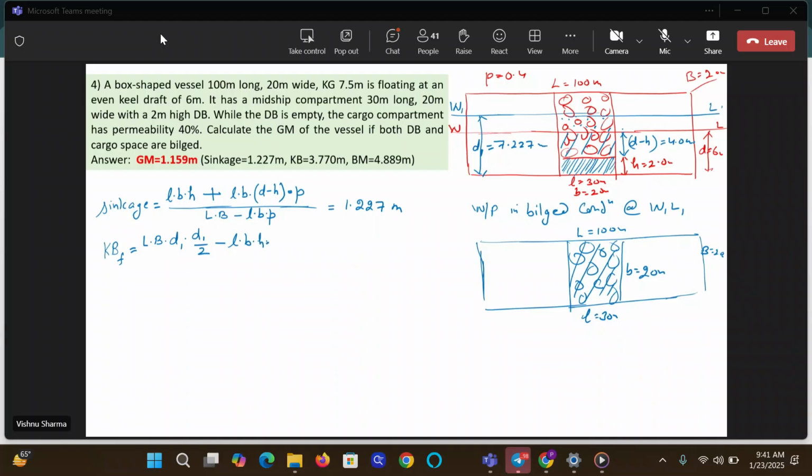LBH. What is the lever of this volume? H by 2. Whatever the value be, I'm not interested in 2, half or 1 and all that. I'm doing it in the notational form. Another is the volume above it.